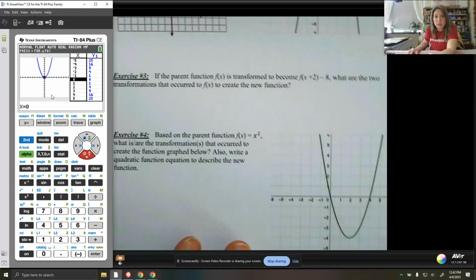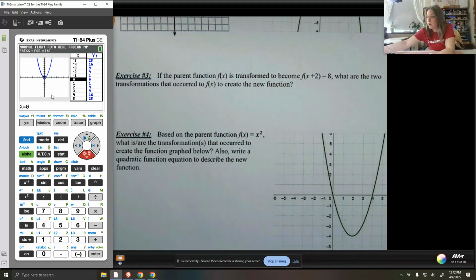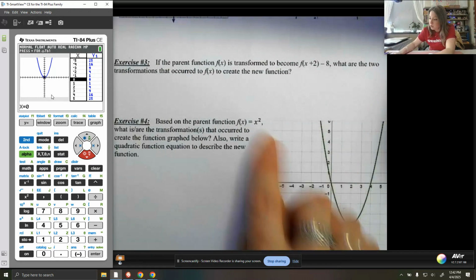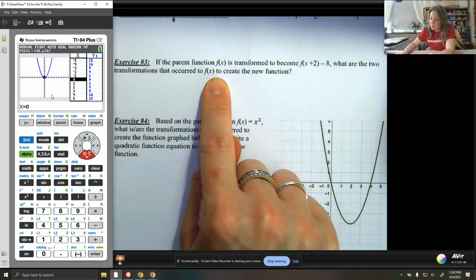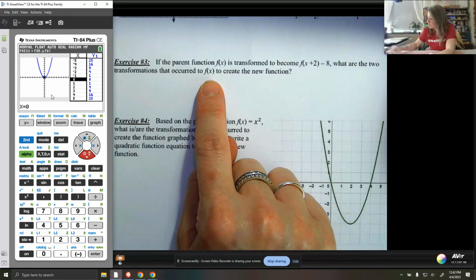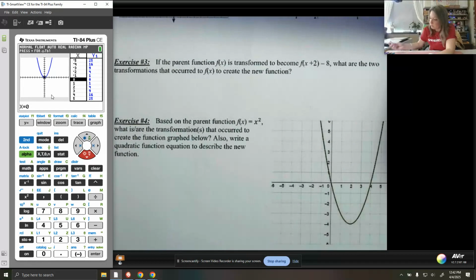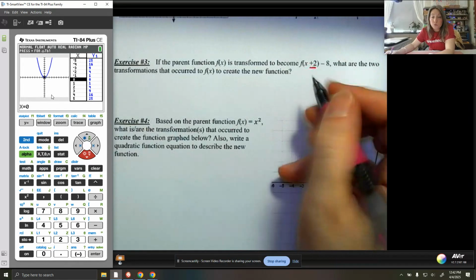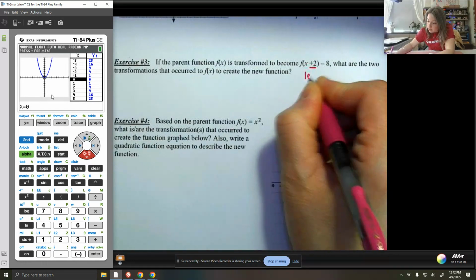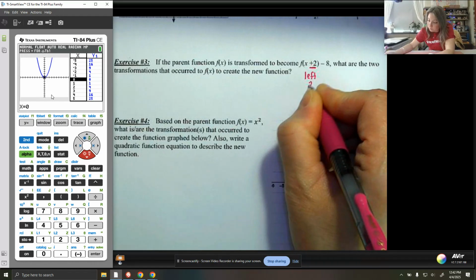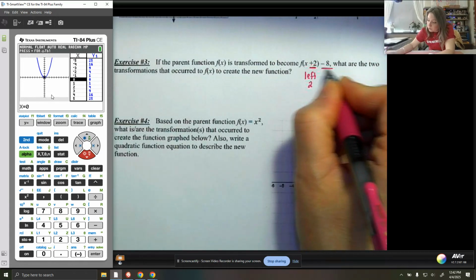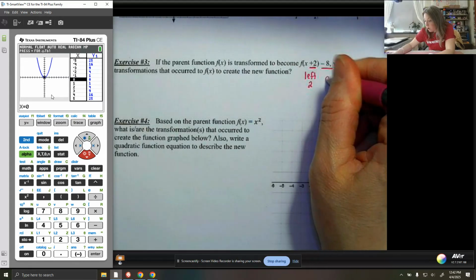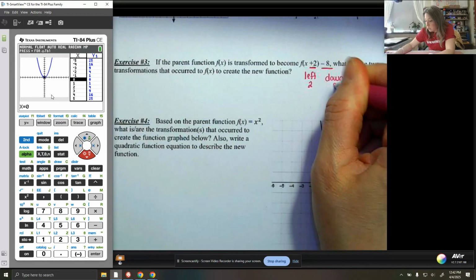So in exercise 3, I want to know if the parent function is transformed to become f of x plus 2 minus 8. What are the two transformations that occurred to my original f of x? Okay, one at a time, right? So inside the parentheses goes the opposite direction you think it's going to. We added inside, so that's going to go left 2. Outside the parentheses does exactly what you think it's going to do, up and down. So this is going to have gone down 8, right?